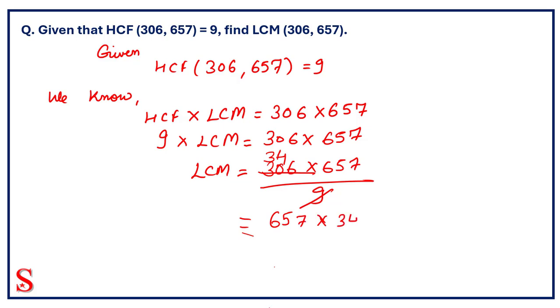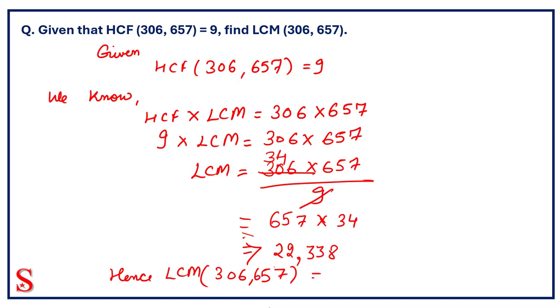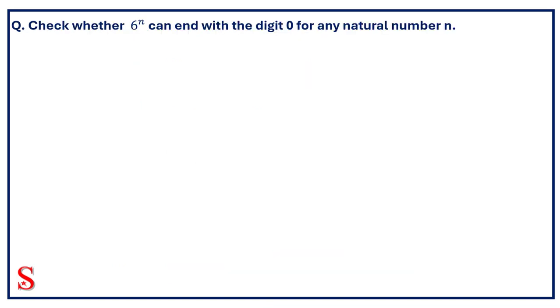Hence we need to multiply 657 with 34, which is 22,338. So we have found the LCM. Hence LCM of 306 and 657 is 22,338. Moving on to the next question.